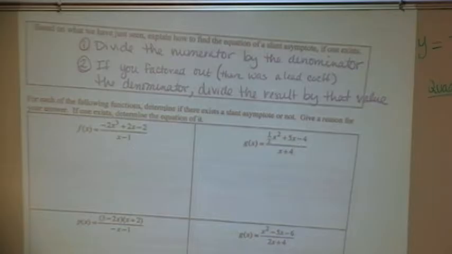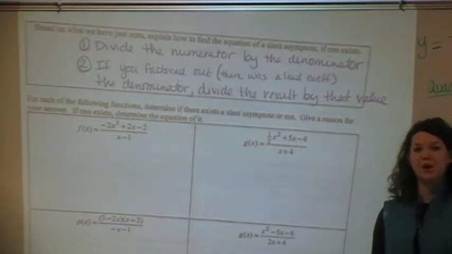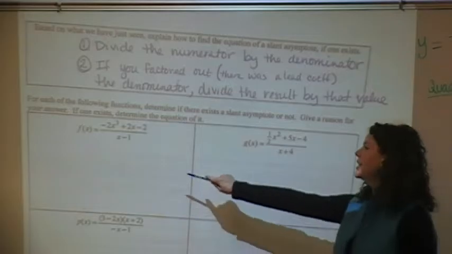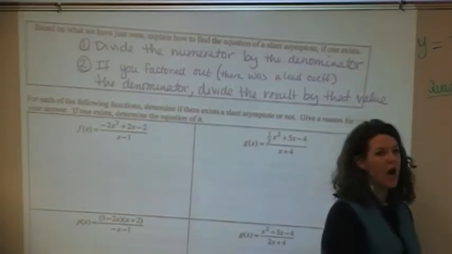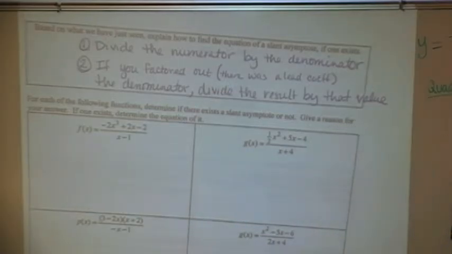Now remember, it has to be separated by 1 degree in order to have a slant asymptote. The degree on top has to be 1 bigger than the degree on bottom. So if I look at this one, the degree on top is 3, and what's the degree on bottom? 1. That's separated by 2. So does this one have a slant asymptote? No. Does it have a horizontal asymptote? No, it has none.